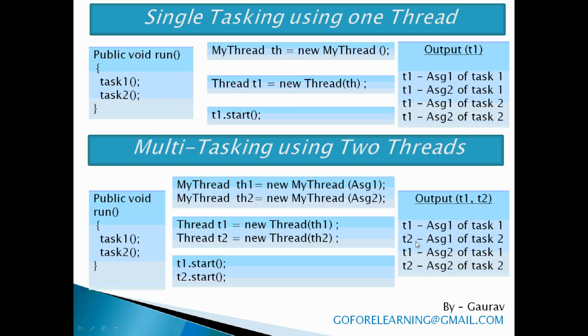Here, both threads will start assignment 1 of task 1 and task 2 in parallel, and then they will execute assignment 2 of both tasks. Here we notice that both tasks start execution. No one is sitting idle. It is the best way to utilize resources and time.